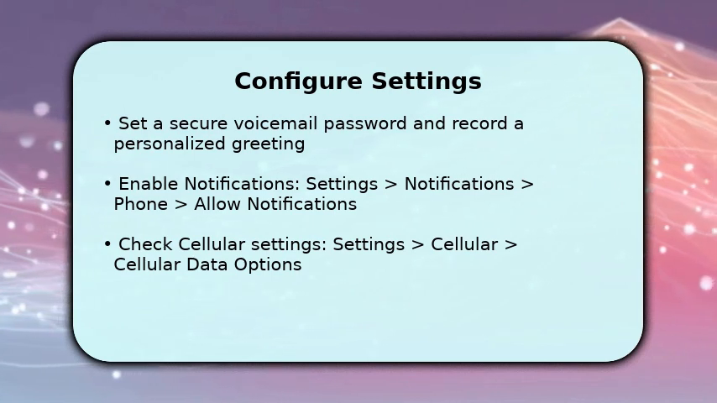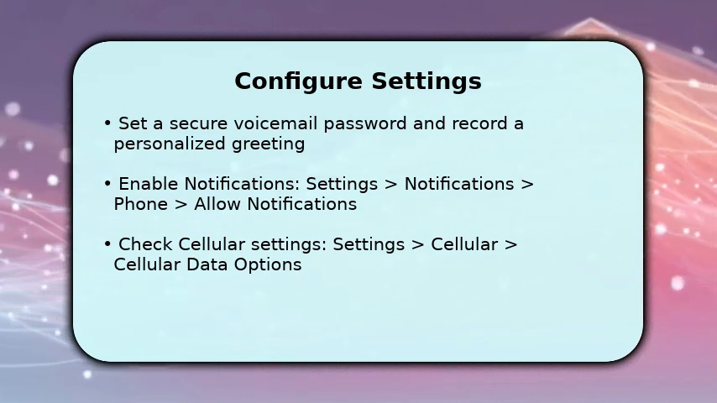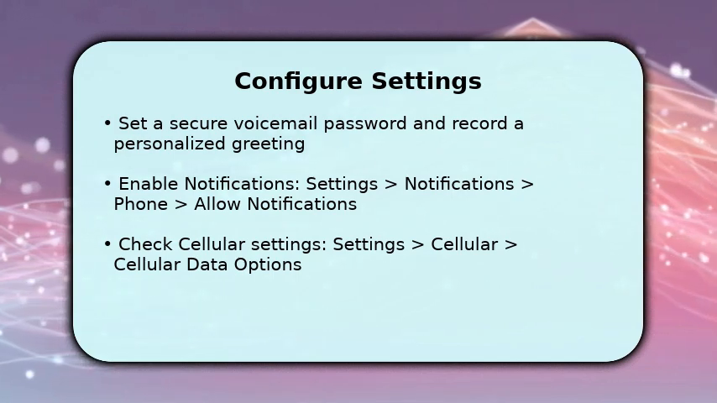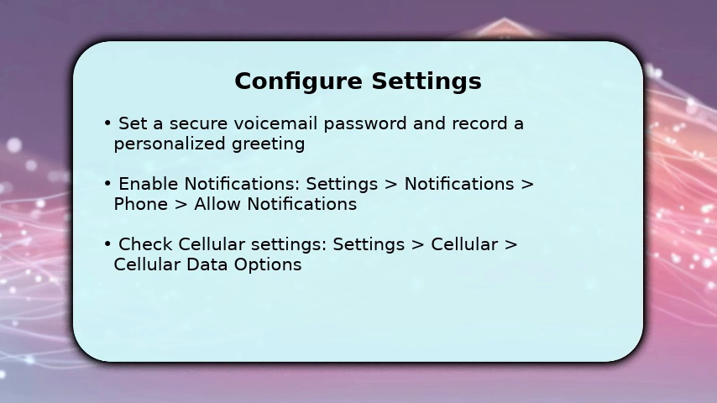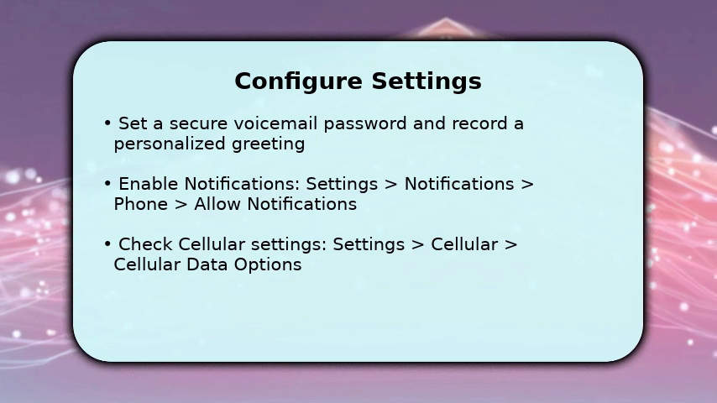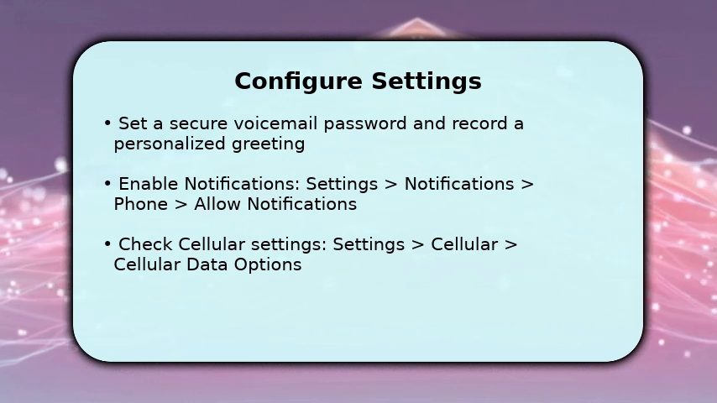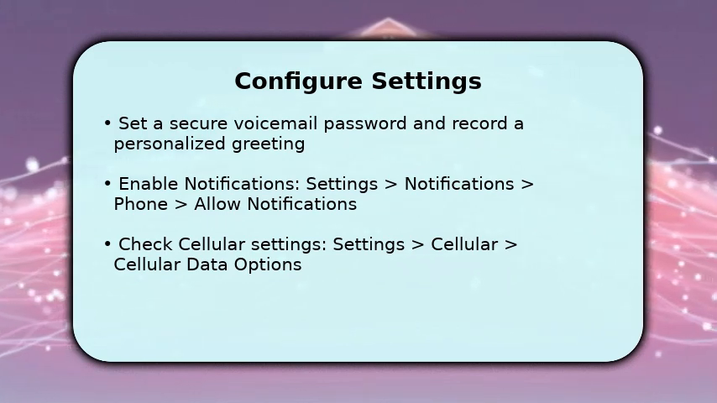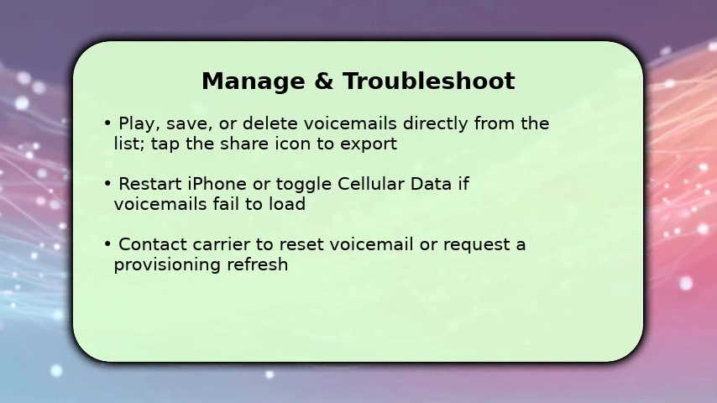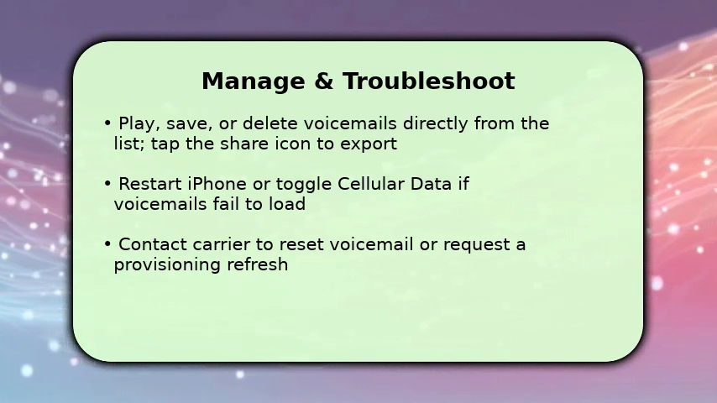Make sure phone notifications are allowed so new voicemails alert you. Also, verify cellular data is enabled for the phone app and that Wi-Fi calling is configured if you use it. This improves delivery. If you use a device with dual SIMs, choose the correct line for voicemail so messages route to the right inbox. To finish, manage messages by tapping any voicemail to play, save, or delete.